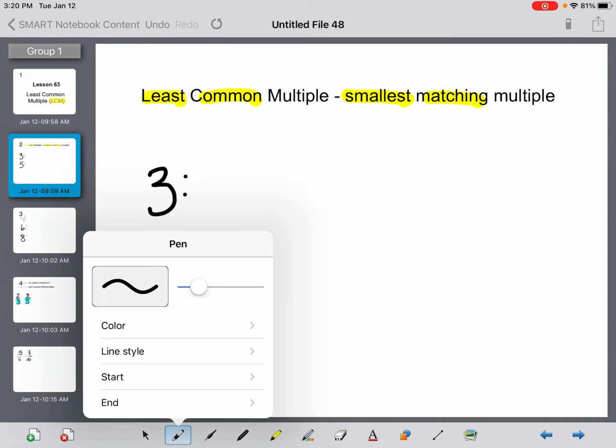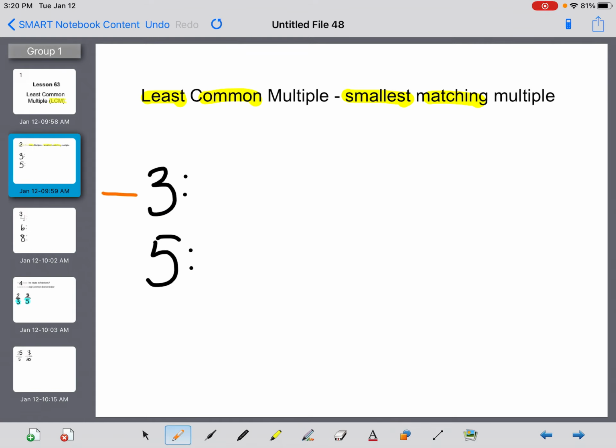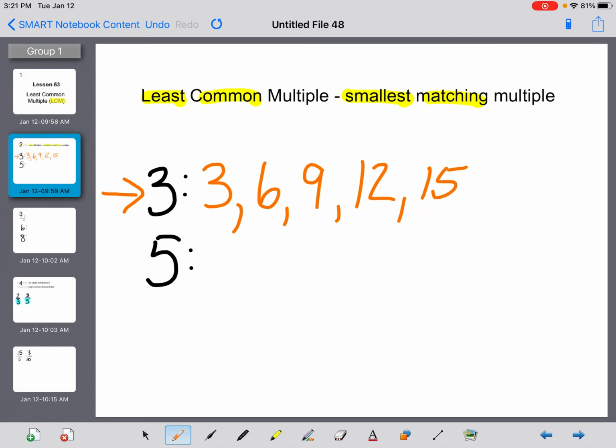All right, so let's start with the number 3. If I take the number 3 and I multiply it by 1, I get 3. If I take number 3 and I multiply it by 2, I get 6. If I multiply it by 3, I get 9. By 4, I get 12. By 5, I get 15. So what I have done here is I have listed the multiples of 3, or you can think of it as like your multiplication chart. The results when you take a number and you multiply it, that is a multiple.